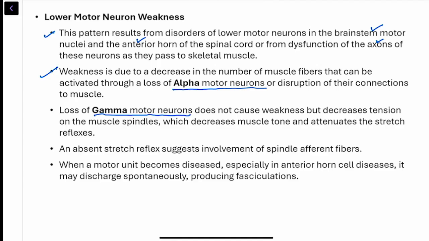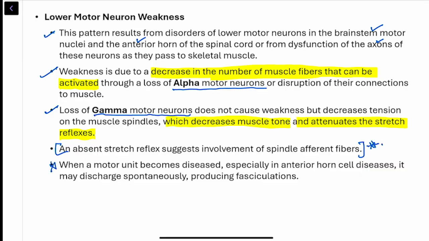Gamma motor neuron lesion: if gamma motor neurons are involved, it will decrease the muscle tone and attenuate the stretch reflex. If alpha motor neurons are involved, there will be a decrease in the number of muscle fibers that can be activated, right? So these two kinds of motor neurons cause differences in the weakness. Absent stretch reflex means spindle afferent fiber is involved.